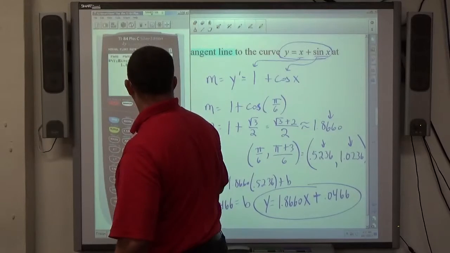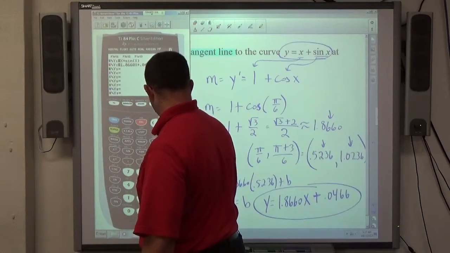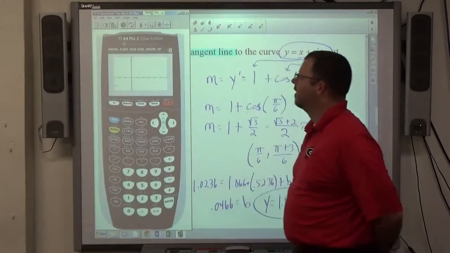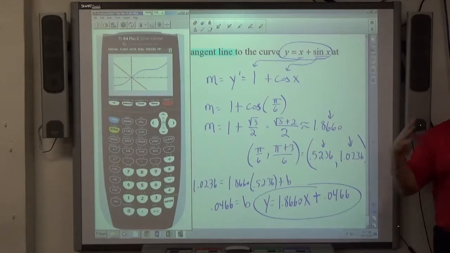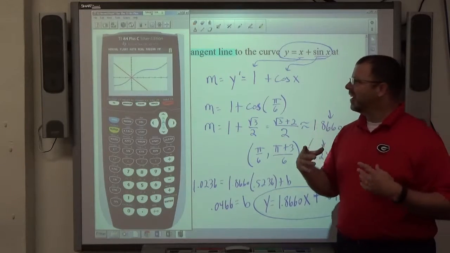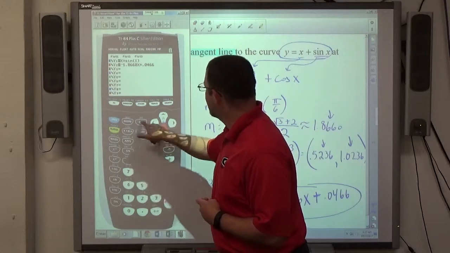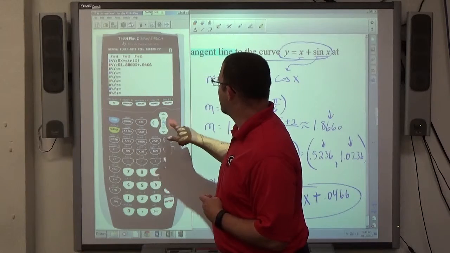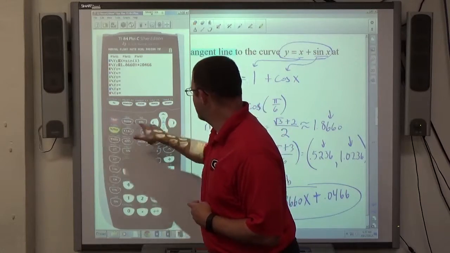If it doesn't look tangent, let's say you did something weird and got a -1.8660. So there's your graph, and then your line of tangency looks like this, let's say. You're wrong. Okay, so it's pretty obvious when you're wrong. Another thing that might have gone wrong is maybe you got the wrong y-intercept. Let's say you thought it was 1.046 instead of 0.0466.